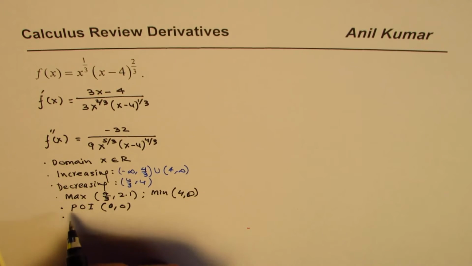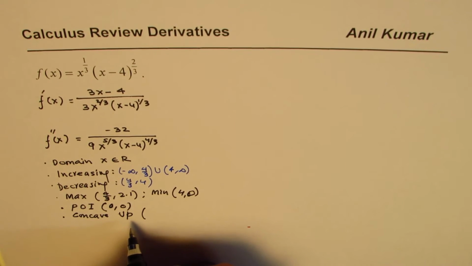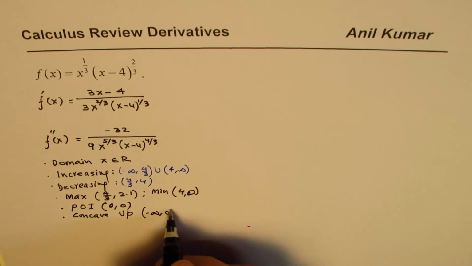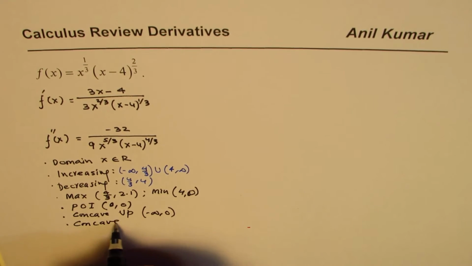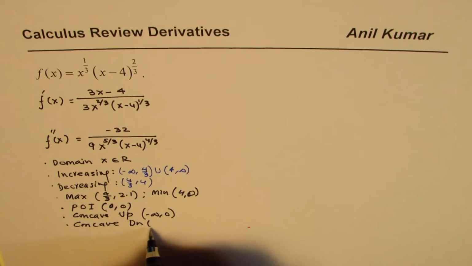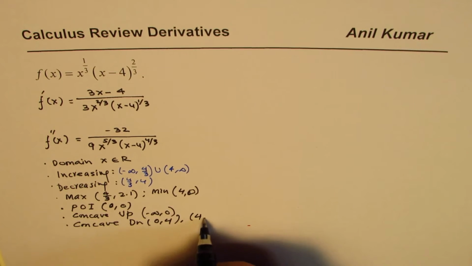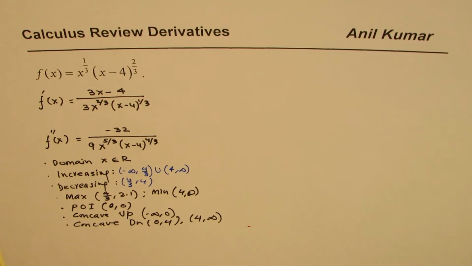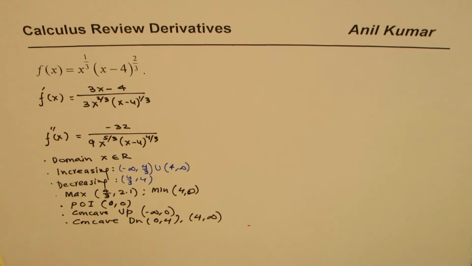As far as concavity goes, we found concave up in the interval from minus infinity to 0, right? And then concave down from 0 to 4, and then from 4 to infinity, right? So this is all our learnings from the previous part of the video, and now we are going to sketch the function based on all this, correct?